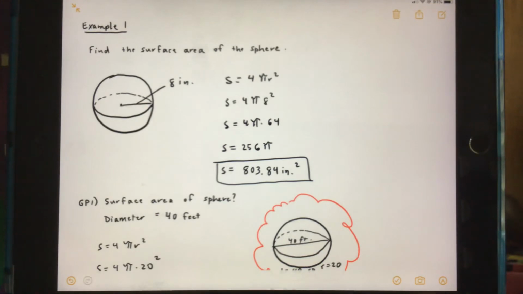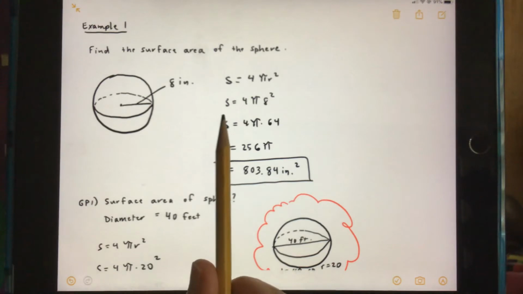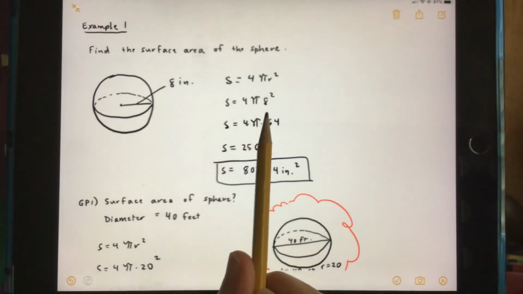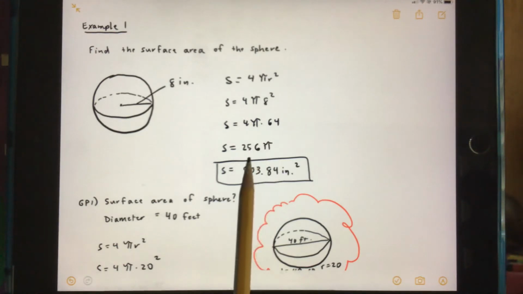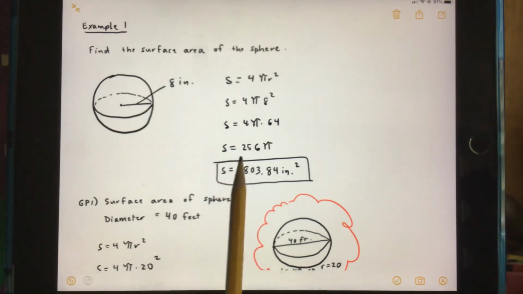We're going to put the number 8 in for r because that's a radius, and then we're going to work out our surface area. So surface area is 4 times pi times 8 squared. 8 squared is 64. 4 times 64 is 256. So our surface area is whatever 256 times pi works out to be. I'm using 3.14 for pi. And so my answer for my surface area is about 803.84 inches squared.